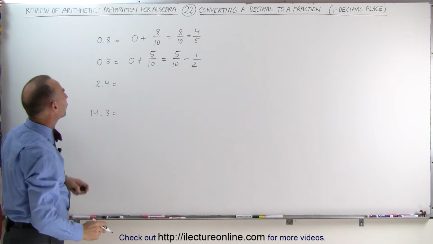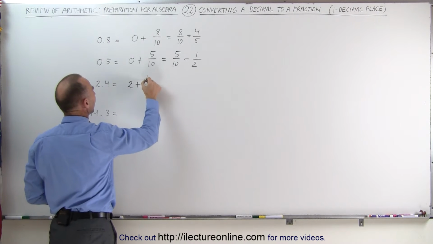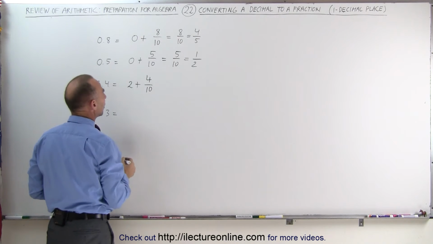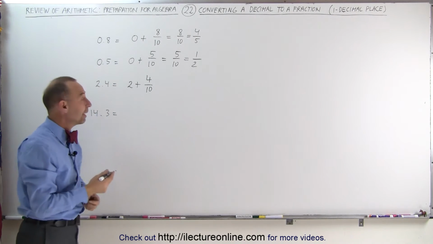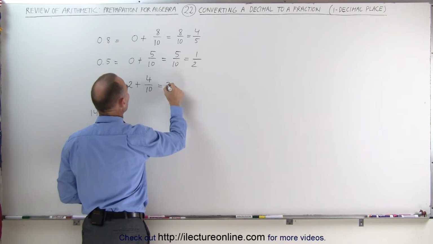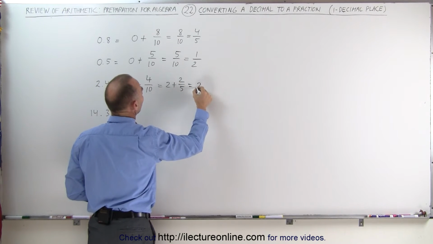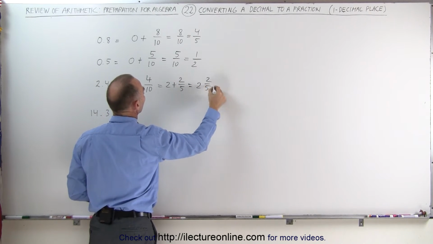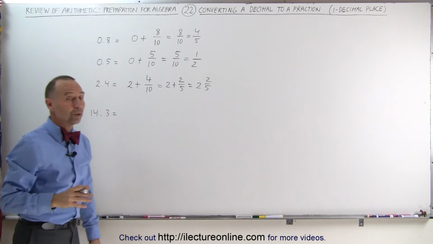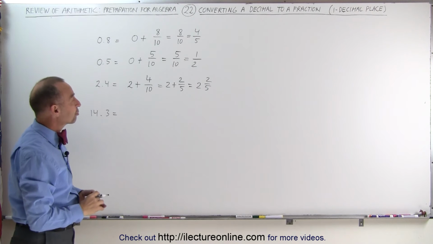The next number, 2.4, means we have 2 whole units, plus 4/10ths, 4 divided by 10. We can simplify 4 divided by 10 by dividing both the numerator and the denominator by 2. This can be written as 2 plus 2/5, and we can write that as a mixed number, 2 and 2/5. Well, we can also convert a mixed number into an improper fraction.